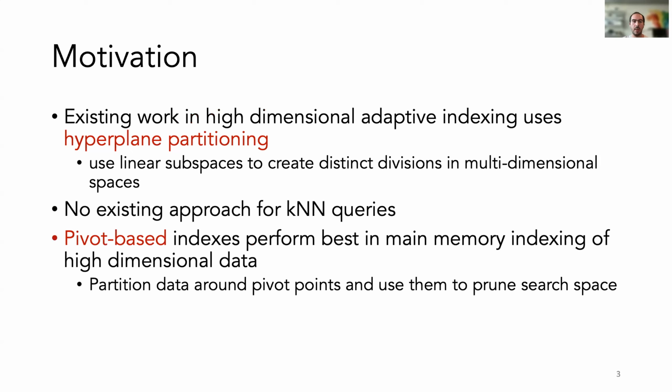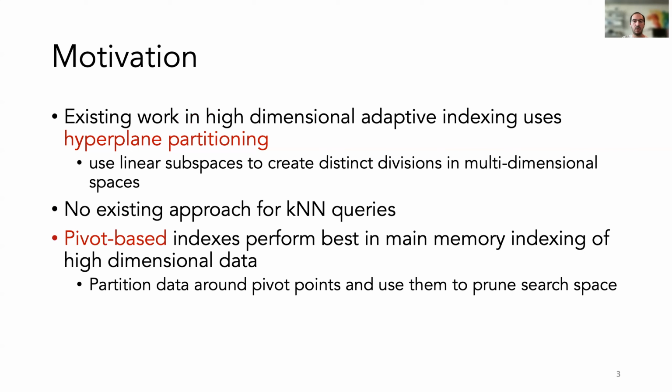Existing work on high-dimensional adaptive indexing uses hyperplane partitioning. That means that the inner subspaces are used to create distinct divisions between data objects in multi-dimensional spaces. However, partitioning the space into hyperrectangular units does not scale to high-dimensional spaces and does not apply to generic metric spaces. Besides, these methods do not cater to KNN queries, the most popular query type in high dimensions.